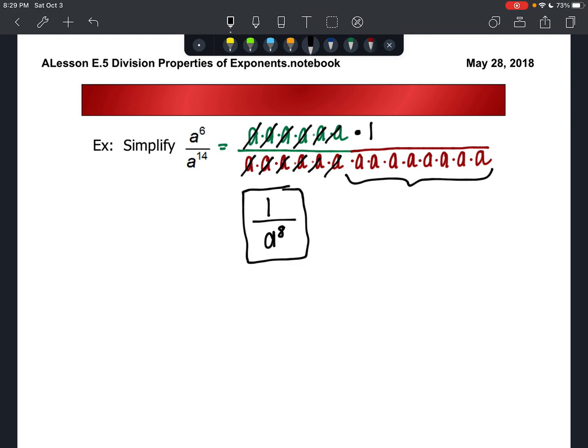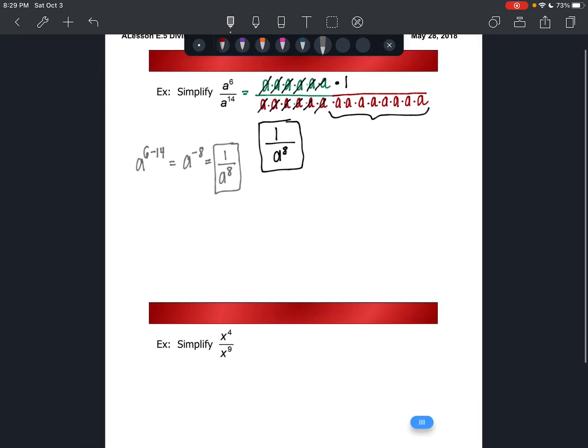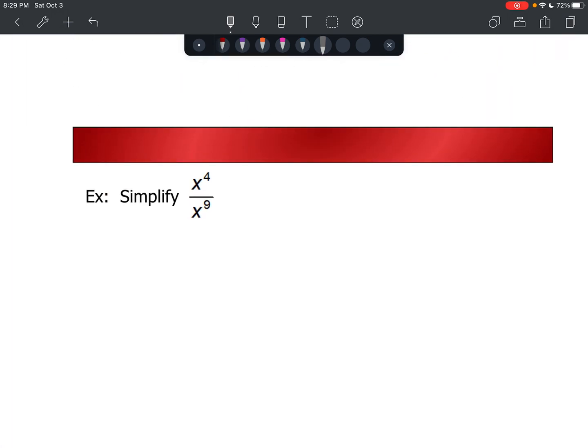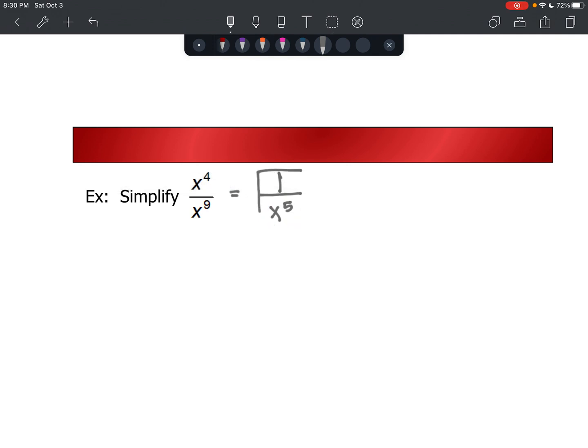We can also do this using our property. We retain the base of a, and then 6 minus 14 is a to the negative 8, and then we make our exponent positive by bringing it down to the denominator. Let's try another one of those. X to the 4th over x to the 9th. Well, all 4 x's in the numerator are going to cancel out, leaving me a 1 in the numerator. And then how many x's will I have left over in the denominator? I will have 5 of them left over. So that's 1 over x to the 5th power.